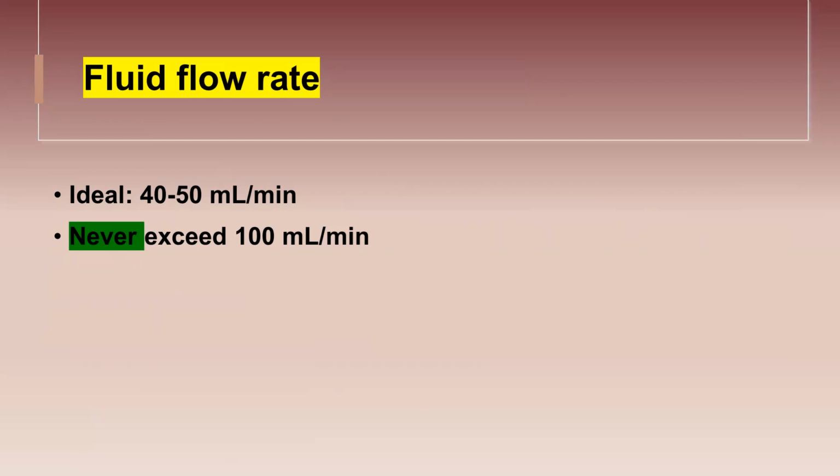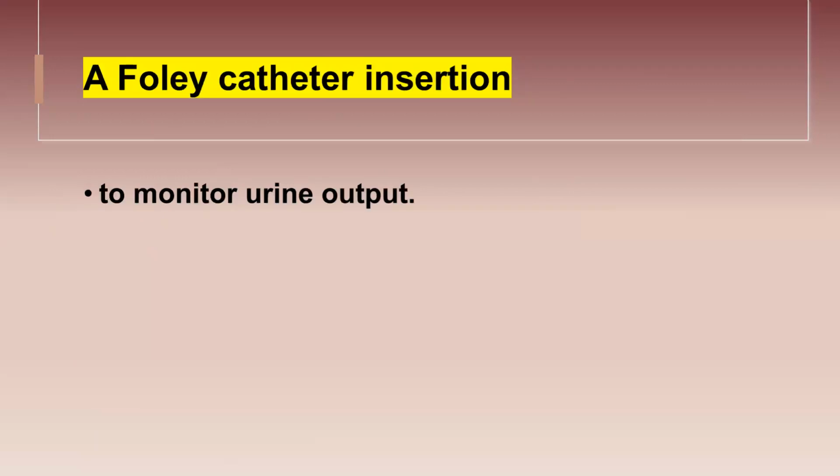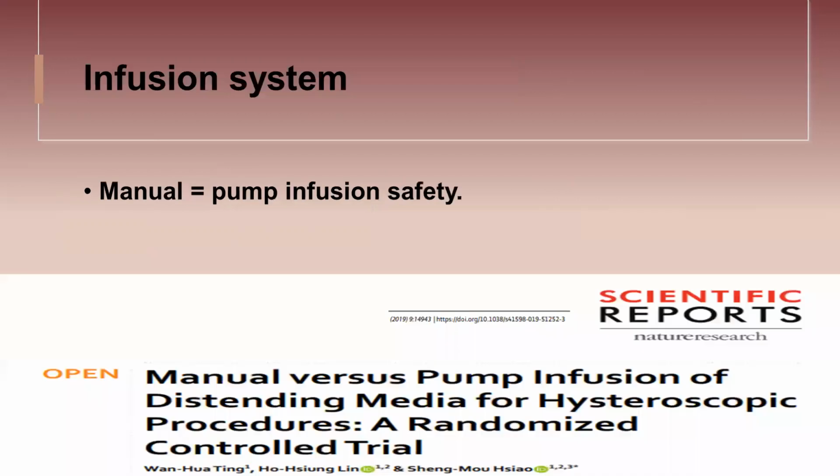The ideal is to infuse 40 to 50 milliliters per minute. This can be achieved when you are using an automated infusion pump, but a manual pump cannot judge the flow rate of the fluid infused to the uterus, and this is a disadvantage of using primitive or manual pumps. You have to insert a Foley's catheter from the beginning of the procedure to monitor urine output.